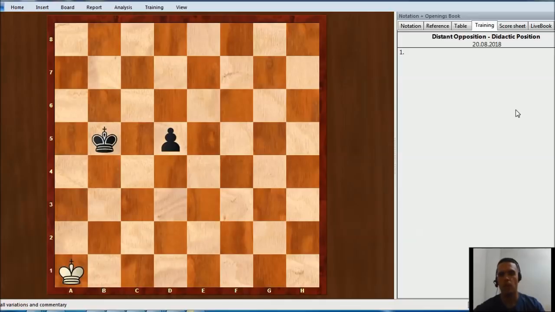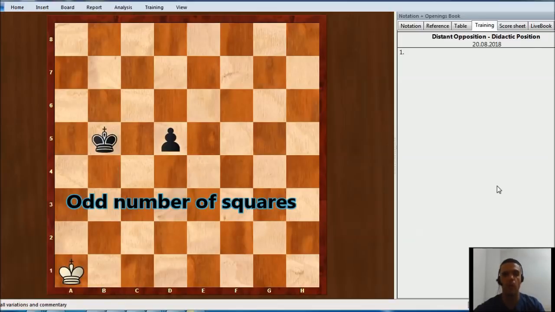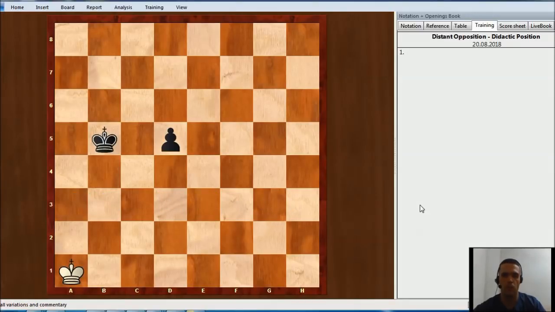Today we are going to study a very important concept of pawn endgames. I'm talking about distant opposition. We have distant opposition when there is an odd number of squares between both kings. It's very important because usually if you take distant opposition, you will take the opposition. Let's begin.